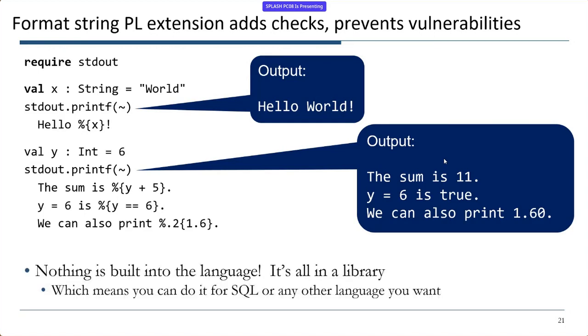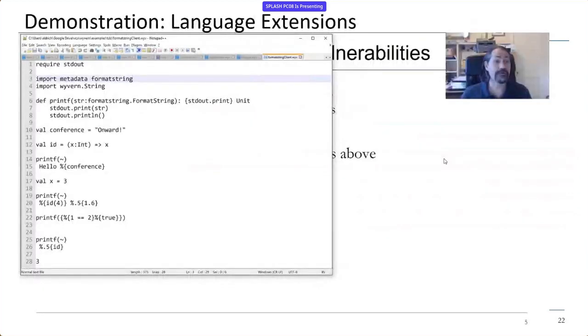Python and some other languages actually have special strings that you can put things like this into. But what's nice is that nothing's built into the language. It's all in a library. So we did it for format strings. You can do it for SQL. If you have another language, you can make it work for that just as well as the built-in things in other languages. Okay, so final demo.